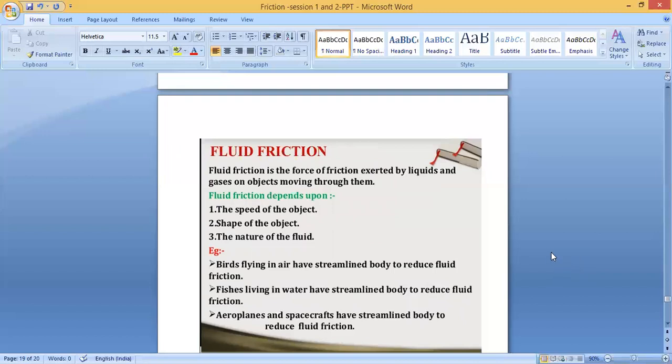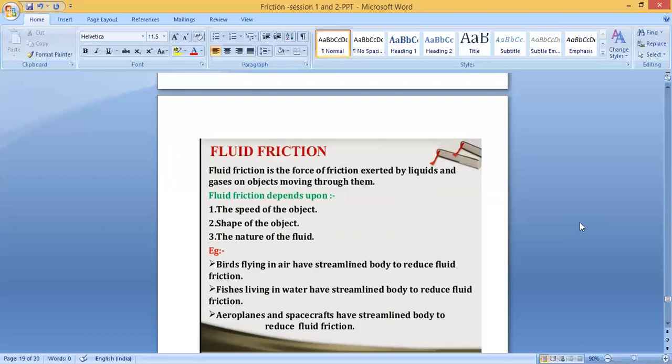The next one is fluid friction. What is meant by fluid? Usually we say gases and liquids are known as fluids. They also give friction. If any object is moving in water or moving in air, it gives friction. There is an opposing force, and that is known as fluid friction. It is also called drag friction.